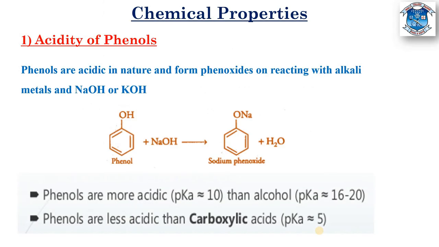Next are the chemical properties of phenols. The most important property of phenol to be discussed is the acidity of phenols. Phenols are fairly acidic in nature, and they form phenoxide ions on reacting with alkali metals and also with sodium hydroxide or potassium hydroxide. They are more acidic than alcohols, but less acidic than carboxylic acids.